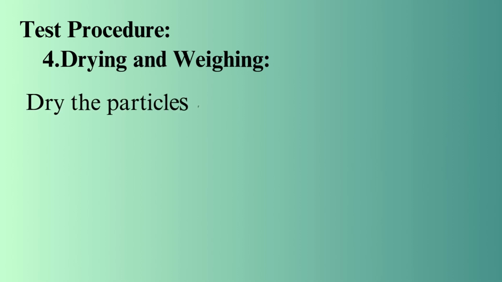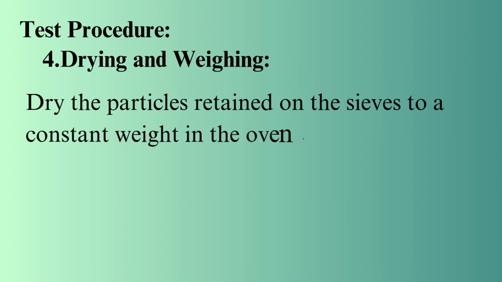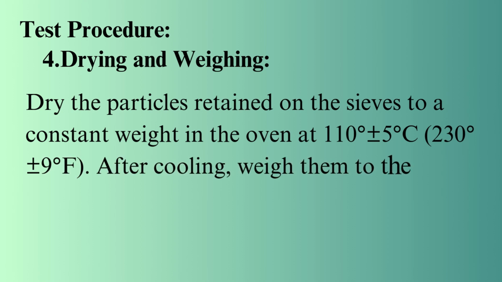4. Drying and weighing. Dry the particles retained on the sieves to a constant weight in the oven at 110 degrees plus or minus 5 degrees C, 230 degrees plus or minus 9 degrees F. After cooling, weigh them to the nearest 0.